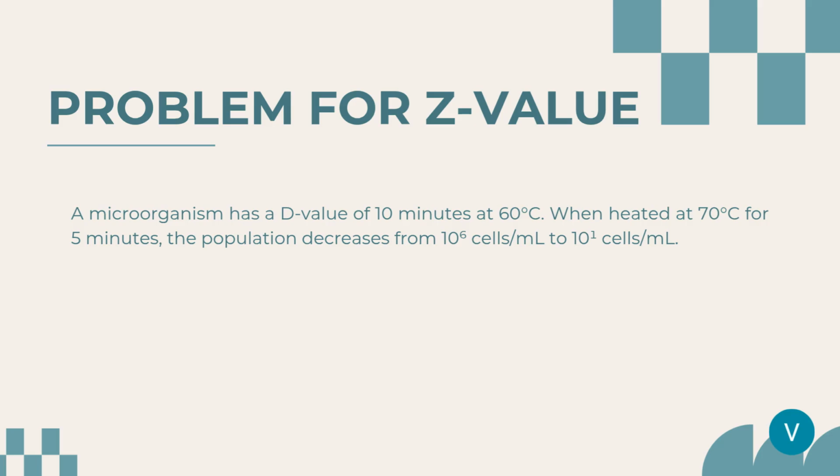A microorganism has a D value of 10 minutes at 60 degrees Celsius. When heated at 70 degrees Celsius for 5 minutes, the population decreases from 10 to the power of 6 to 10 to the power of 1 cells per milliliter. So we are asked to find the D value at 70 degrees Celsius and the Z value.